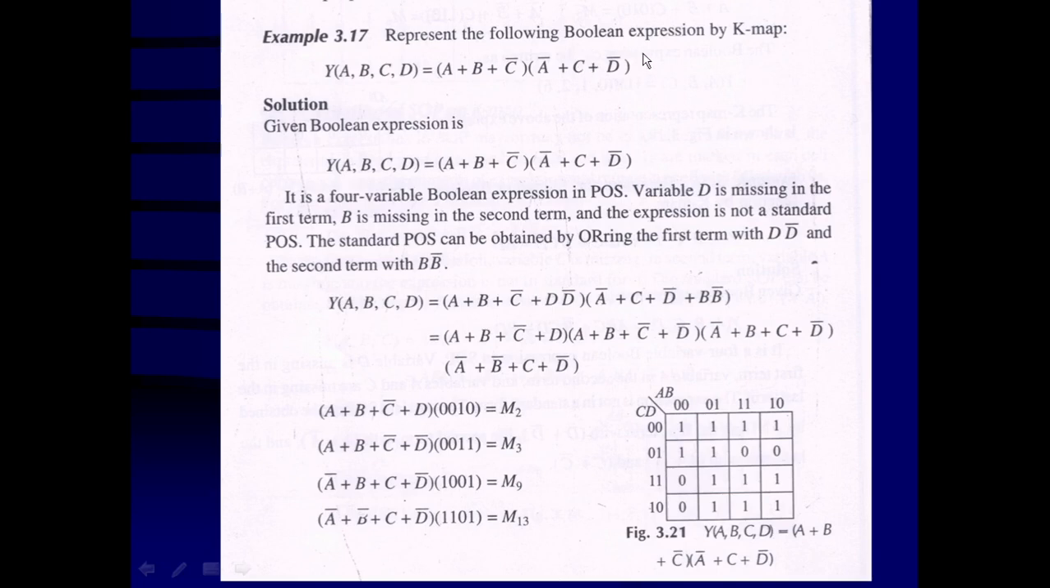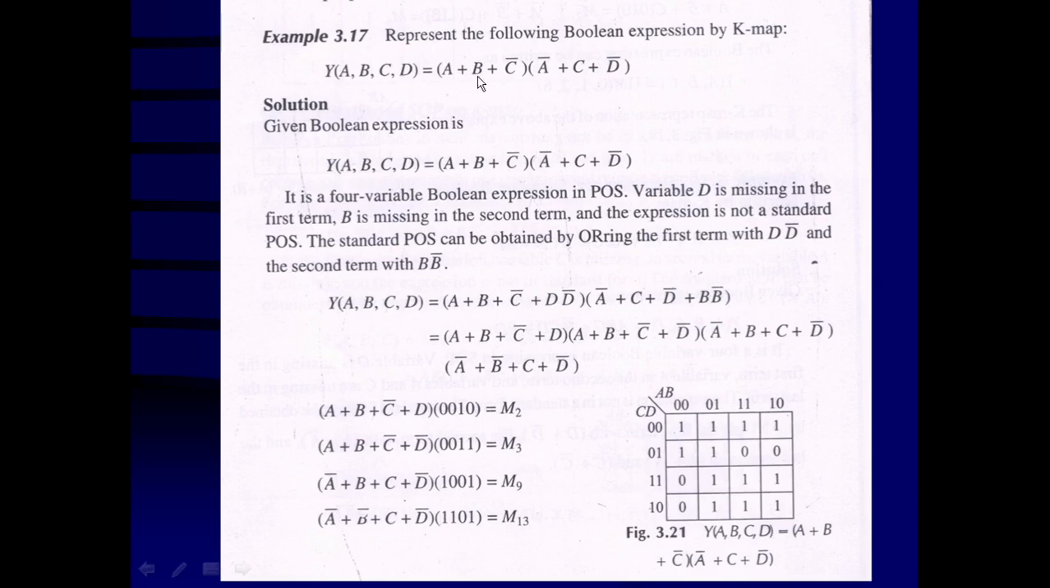So the K-map representation of the expression is shown in figure 3.20. Now, representation of the following Boolean expression by the K-map: Y is a function of ABCD. Here it is a product of sums equation. There are two fundamental sums, and they are being ANDed together. That's why it is called a product of sums equation. Convert it first into the standard product of sums form.